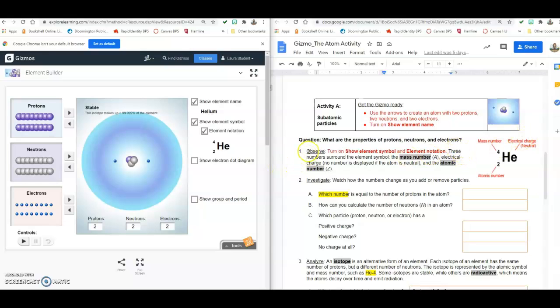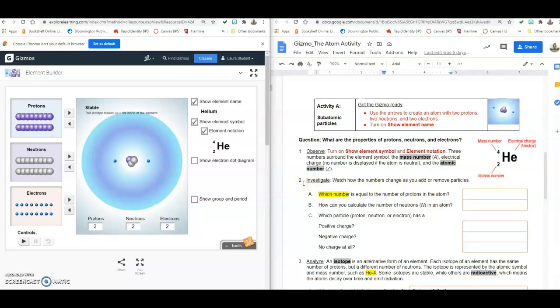The 3 numbers surrounding the element symbol are the mass number, so here's the mass number in the upper left-hand corner, the electrical charge, which is in the upper right-hand corner. You won't see a number if the atom is neutral. You will only see a number when the number of electrons and protons are not the same. And finally, the atomic number. The atomic number is on the lower left-hand corner of your element notation.